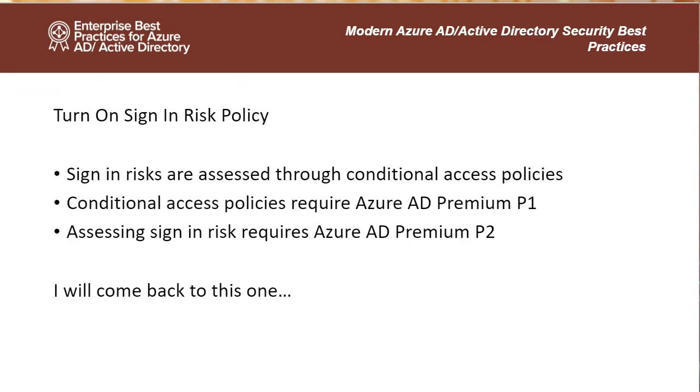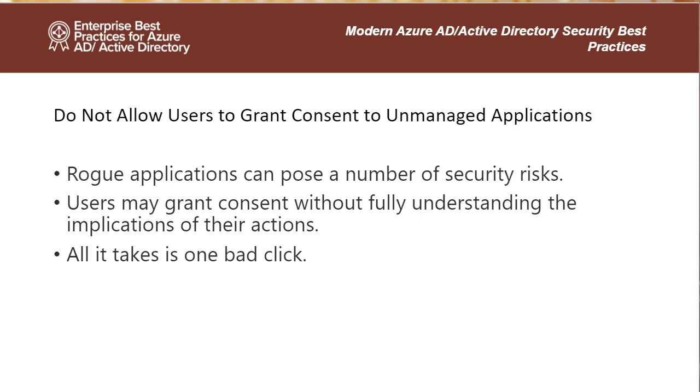Another best practice is to turn on sign-in risk policy. The idea here being that conditional access policies can be used to assess sign-in risk. So if you have an Azure AD Premium subscription, you should turn on sign-in risk policy. I'll come back to this one in a little bit.